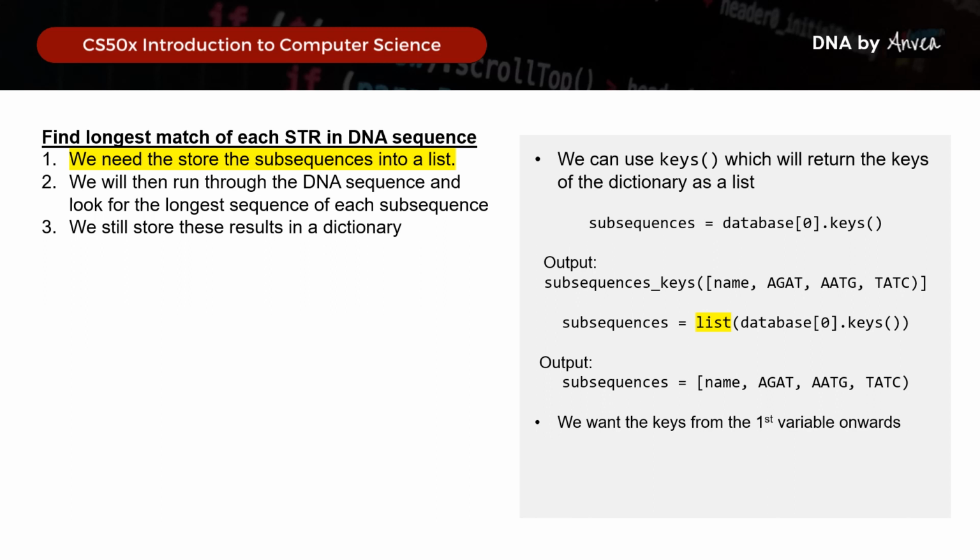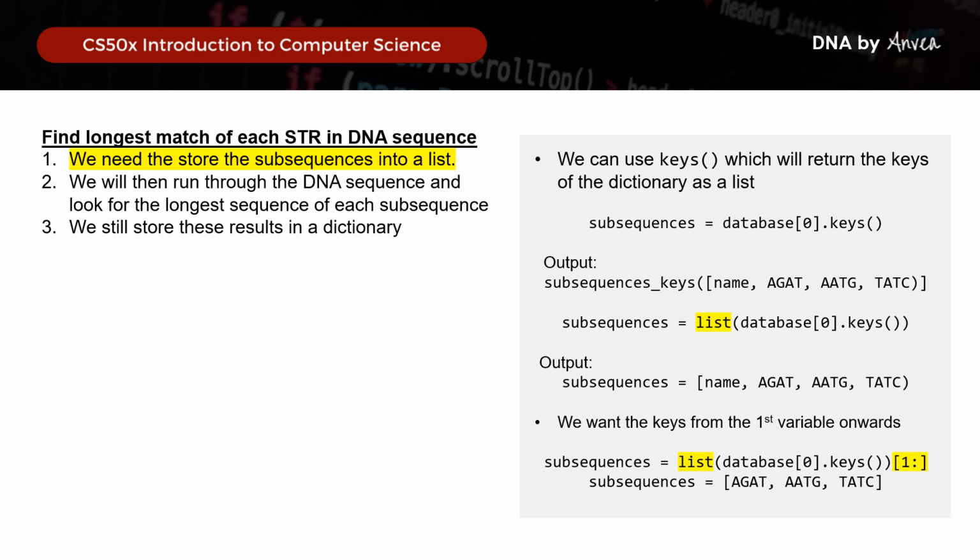So how do we obtain the keys from the first variable onwards? What we actually need to do is add this square bracket in with 1 colon. What this does is that it will only take the keys from the first variable onwards. So if we have subsequences equals to list, database 0.keys, and our square bracket 1 colon, this will be the output that we have: subsequences equals to AGAT, AATG, TATC. So this is how you extract a list of subsequences from the database that we have.